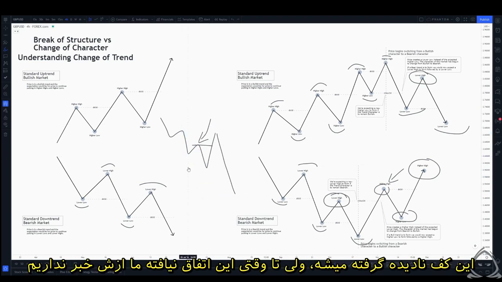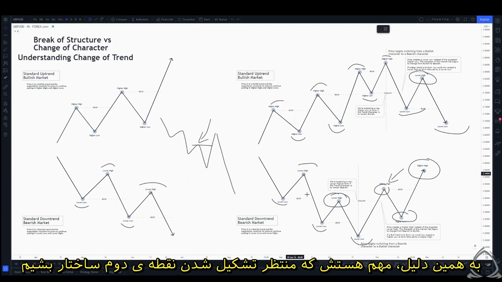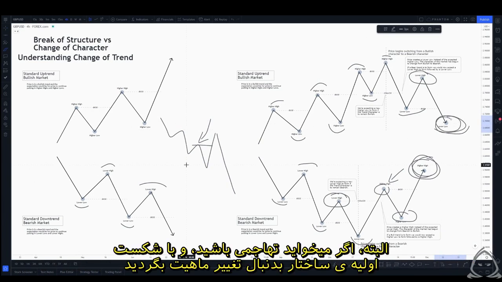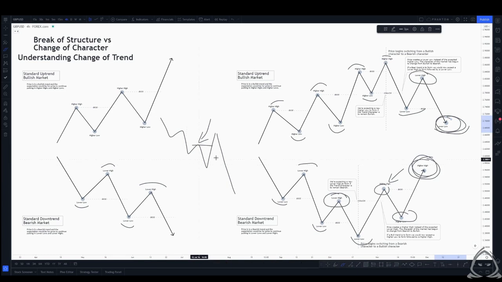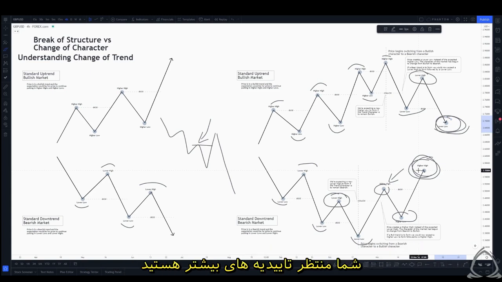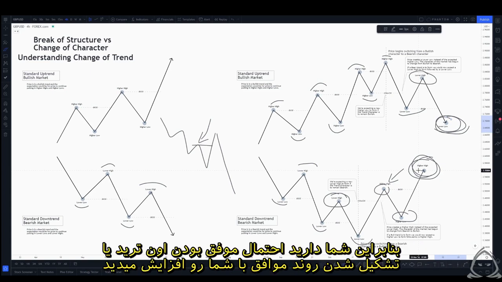But we wouldn't know that until it happens. And this is why it's so important to wait for that secondary point of structure to be made when you see that change of character to really validate a trend. Now, of course, if you want to be aggressive and start looking at a change of character on that initial break of structure, you absolutely can. But if you wait for that secondary break of structure to confirm the trend, you're putting yourself in a better position to win. You're waiting for more confirmation. Therefore, you're increasing the overall probability of that trade working out, or that trend starting to actually form in your favor.